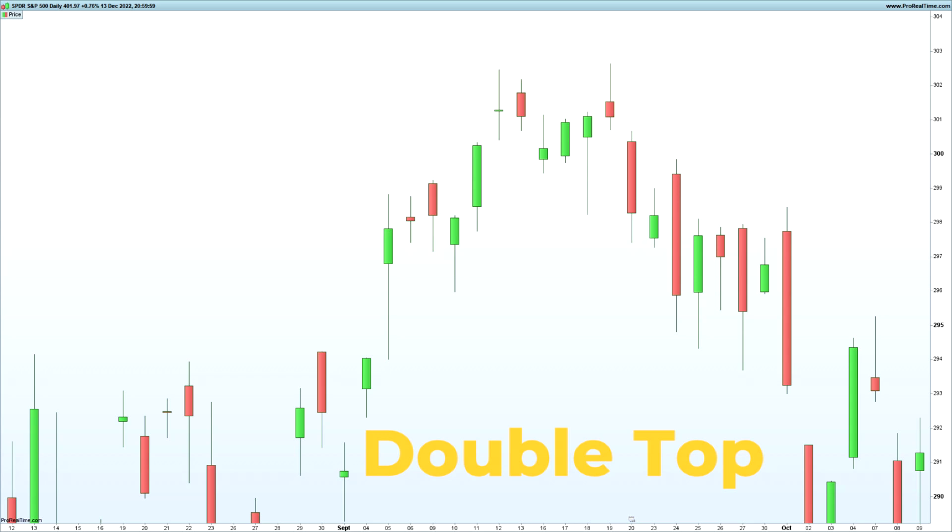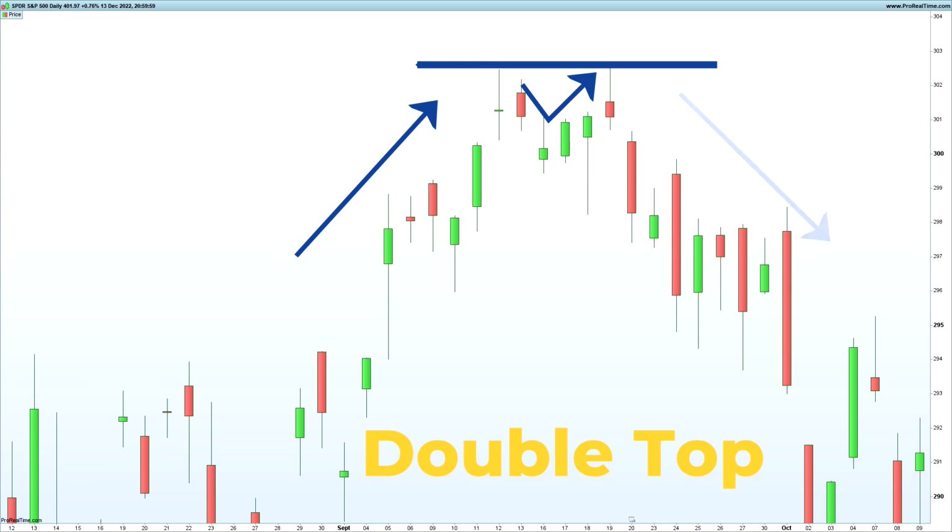Now for the double top. We want to see a mirror image of the double bottom. So we're looking at the high prices. We want to see similar level high prices. We want to see a preceding upward trend. We want to see a small attempted recovery. And then we want to see the price direction change.